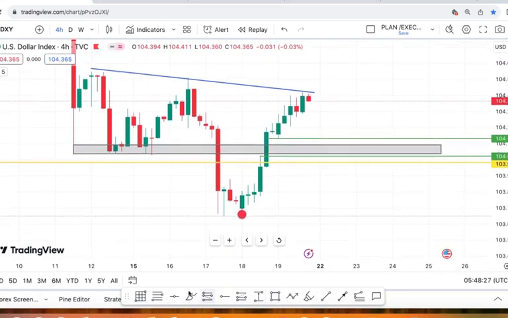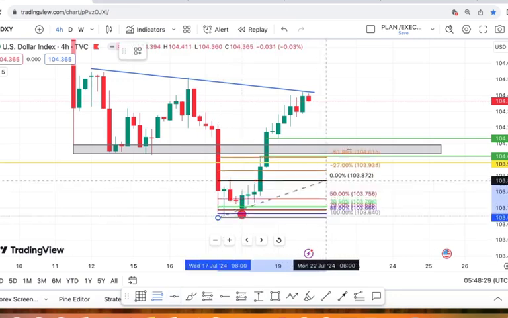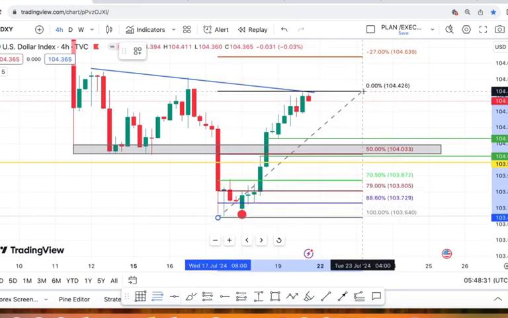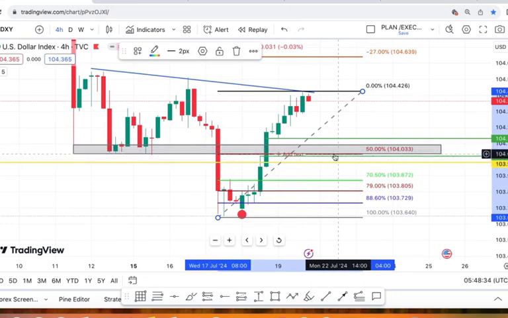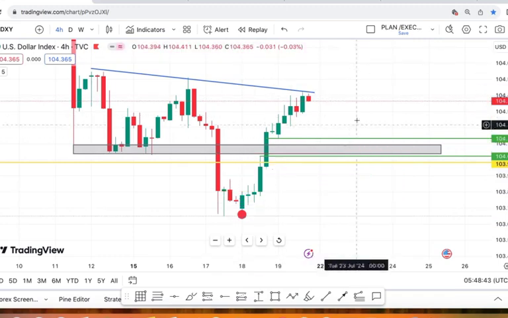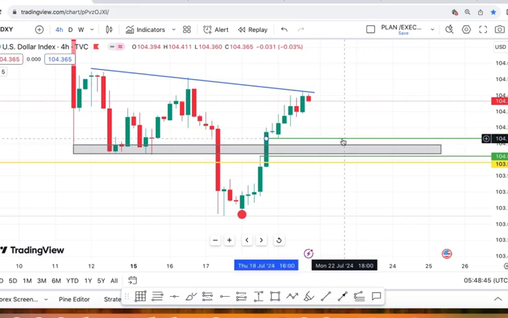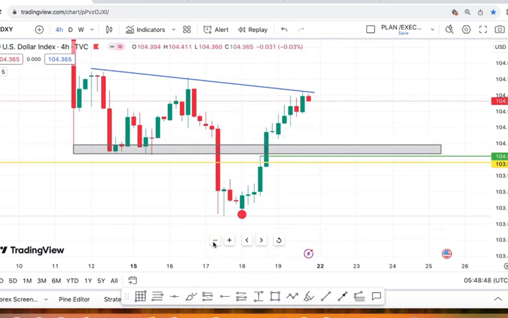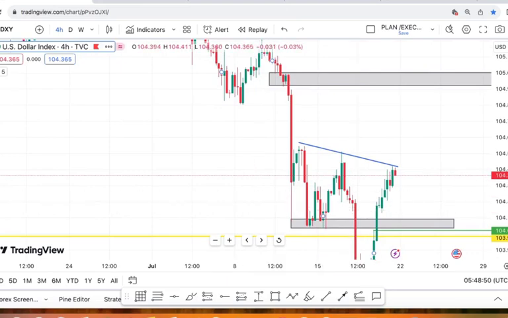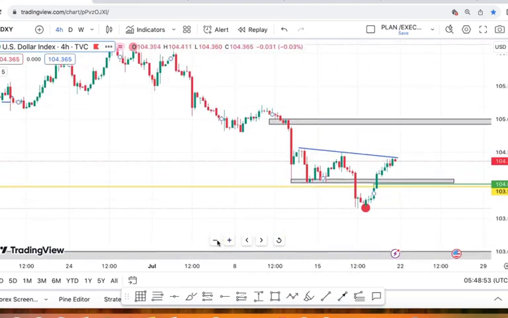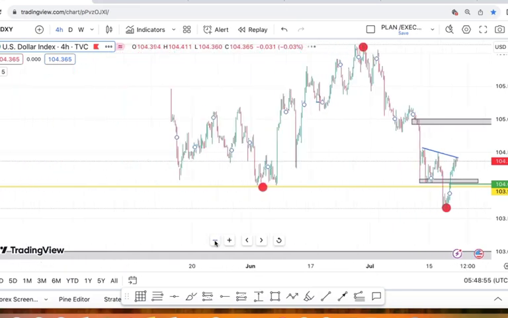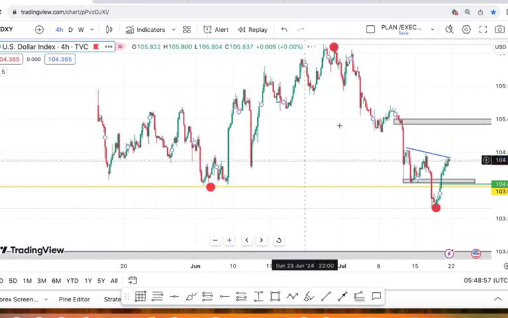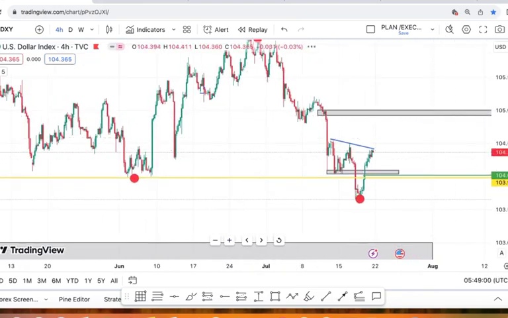If you now say, okay, let's put our fib and check, you see this gap is 50% of this entire move, so it's a valid place you can take your trade from, to this supply zone, because it's like price has started a new trend.